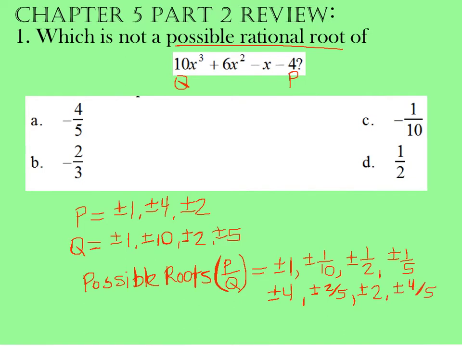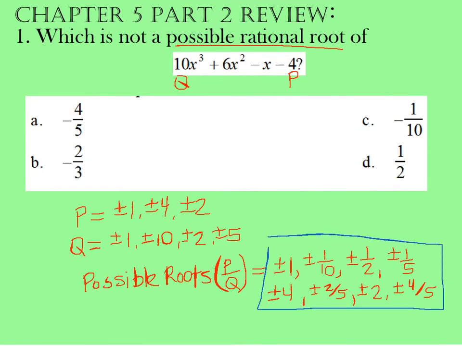Lastly is the 2. So 2 divided by 1 is 2, and we already have that. 2 divided by 10 reduces to 1/5. 2 divided by 2 reduces to 1. And then we have 2 divided by 5, and that is right here. So we already have all of those. So these are all of our possible roots. These are all the numbers we would try in synthetic division.